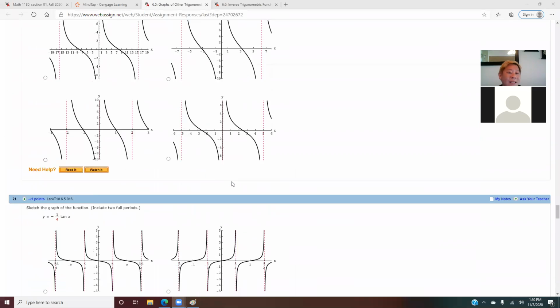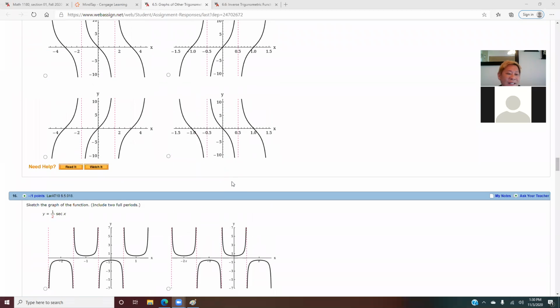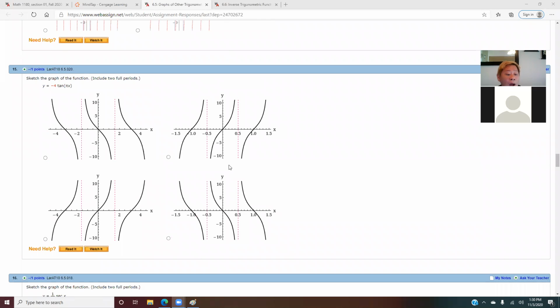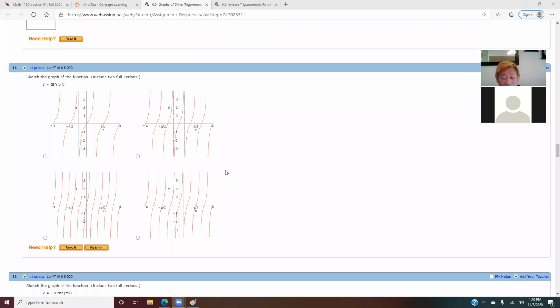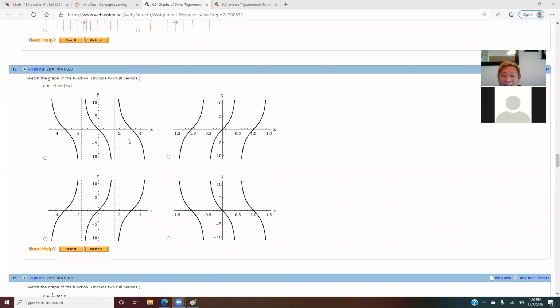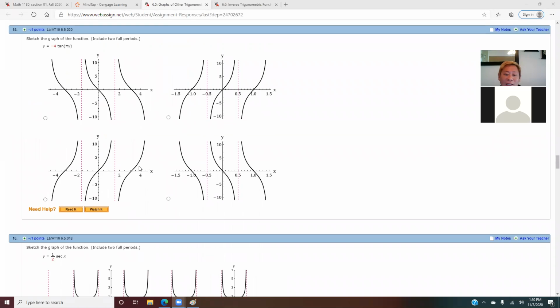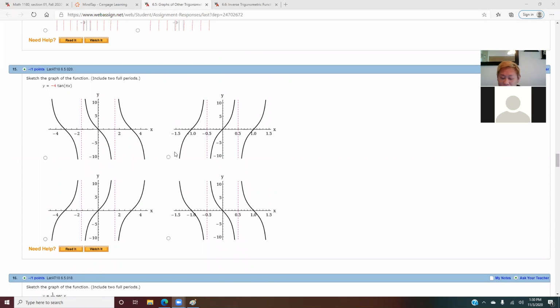6.5, we talk about the tangent, the cotangent, the secant, and the cosecant graph. I just want to point out to you guys again that in your finals, you won't have a multiple choice like this. You have to draw this all on your own. Do you guys know how to draw a tangent or cotangent graph?